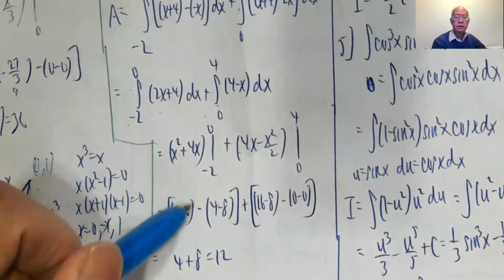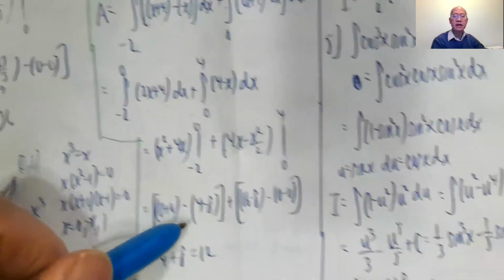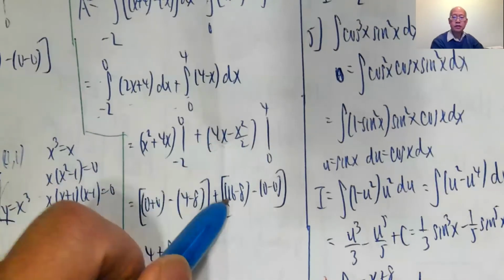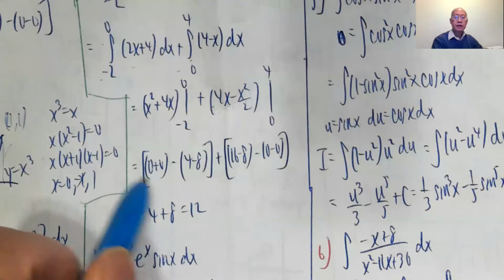Plug in 0, you get 0. Plug in negative 2, you have 4 minus 8. Plug in 0, you get 0. Plug in 4, 16 minus 16 over 2 is 8. That comes out to be 4 plus 8, 12.